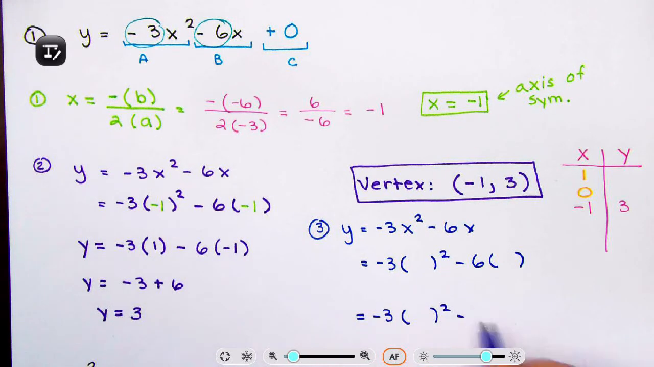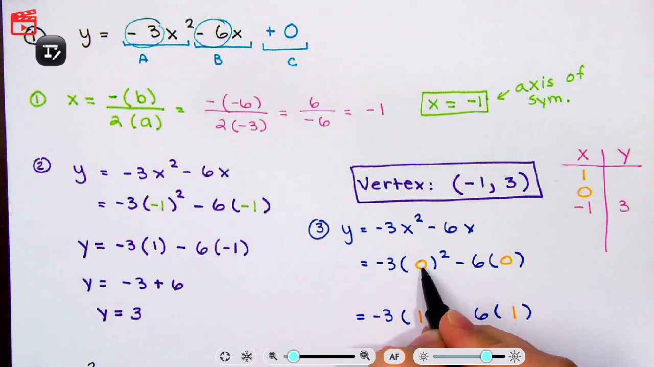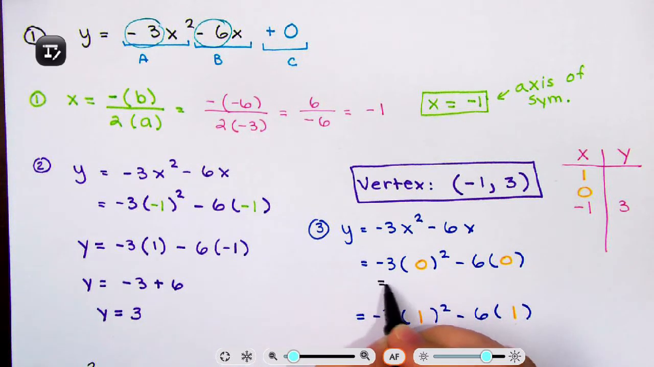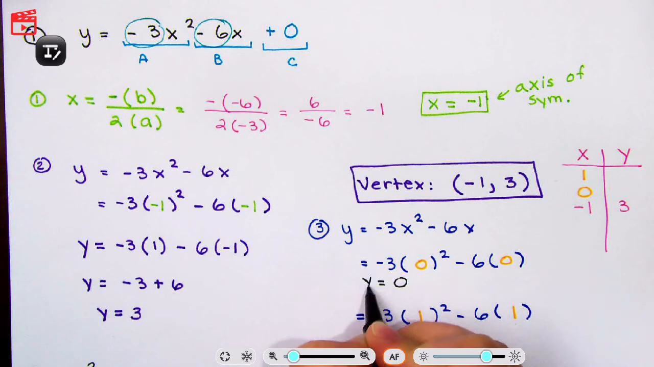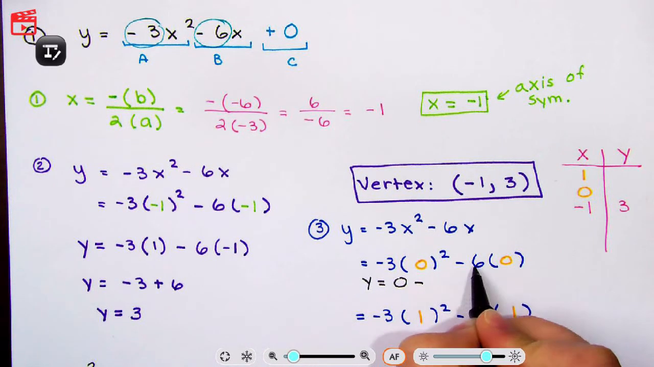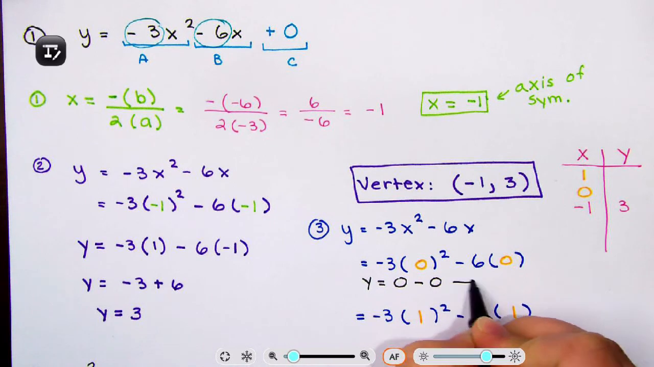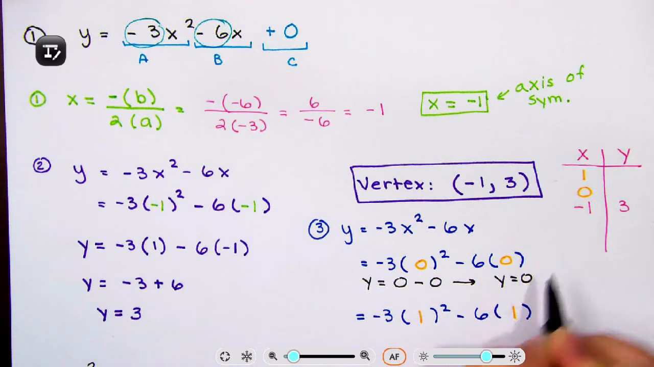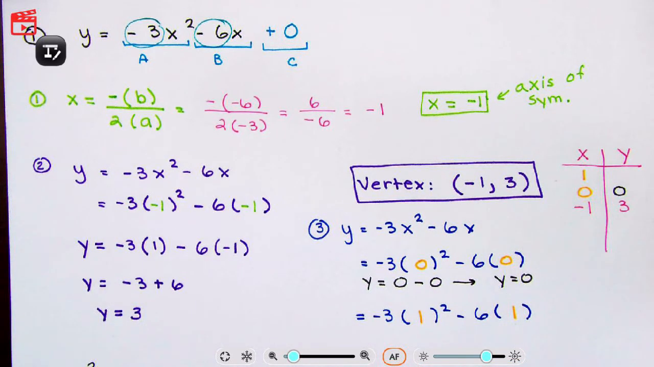So I'm going to leave some space for me to work with it. So again, our input is going to be 0 for one of them, and then the next one's going to be a positive 1 for the other one. So what do we have? We have 0 squared is 0. 0 times negative 3, this is 0. This is your y equals. And then 0 times 6 is 0, so we have y equals 0. So when our input is 0, our output is also 0.